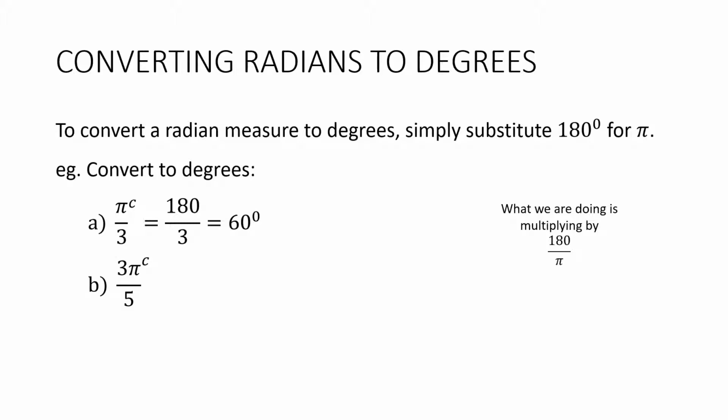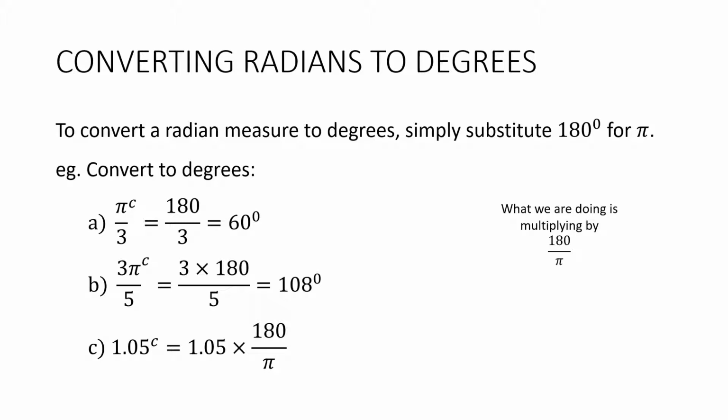Here's another one. So instead of the pi, I'm going to write 180. So that's going to give us 108 degrees. Now this one here, 1.05 radians, I can't substitute for pi because there isn't one. So in this case, I'm going to have to remember this rule. So I multiply by 180 on pi, and then I put it in the calculator, including pi as 3.14159, etc. So calculating that, I get 60.2 degrees. Now, this is not given for you on the formula sheet, so you've got to find some way of memorizing it.